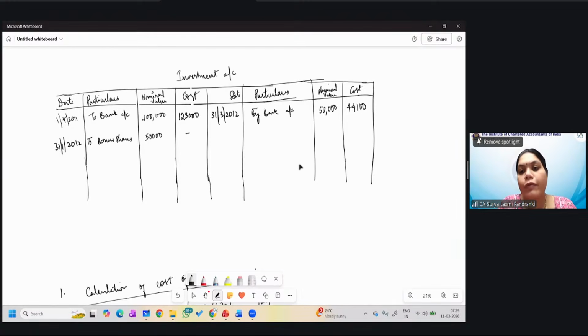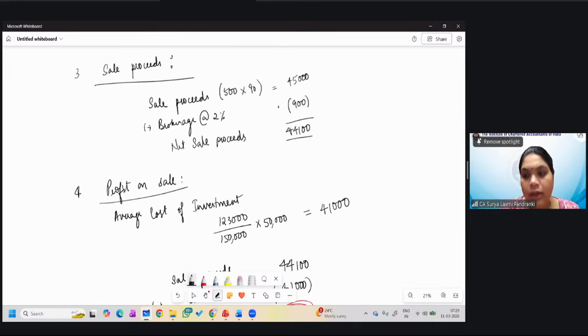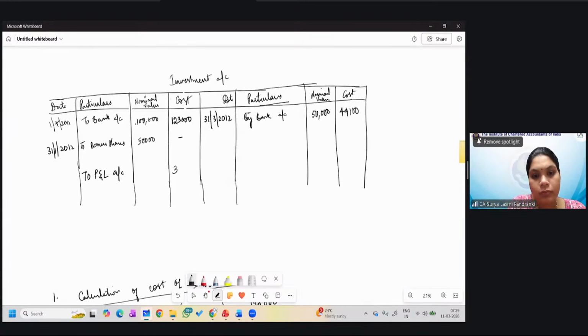So you have sold 500 shares, the nominal value of which is 50,000, for 44,100. But you also had profit, right? That profit has to be taken to the P&L statement. Let us also write that to the P&L account. What is the profit we got? 3,100. This is also on 31st March 2012. Clear?